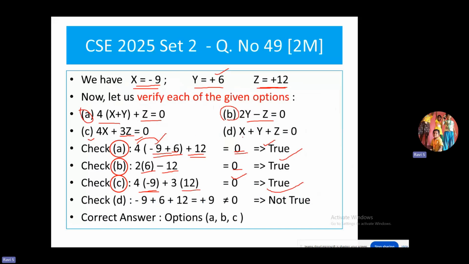Finally, the fourth one, x plus y plus z is equal to 0. Let us verify. Minus 9 plus 6 is minus 3. Minus 3 plus 12 is plus 9. So it is not equal to 0. In the expression, it is given 0. So this is not true. So the correct options are option A, B, and C.